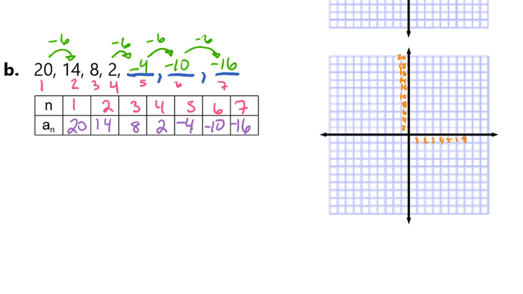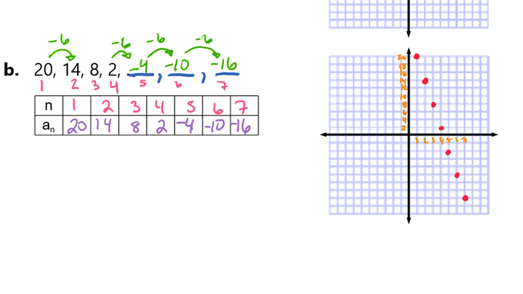Okay, so we have 1, 20, which fits. So 1, 20, and then we have 2, 14, and 3, 8, and 4, 2, and 5, -4, and 6, -10. So 4, 6, 8, 10, and 7 and -16. So that was -10. 12, 14, 16.